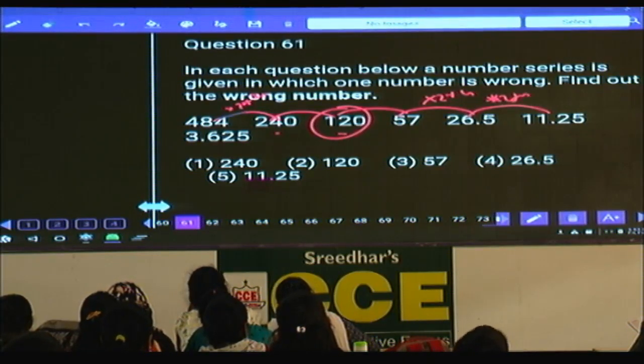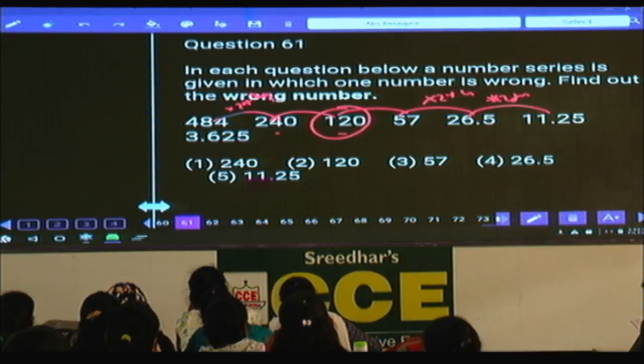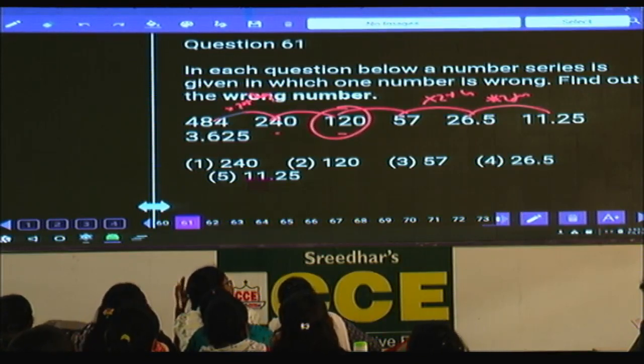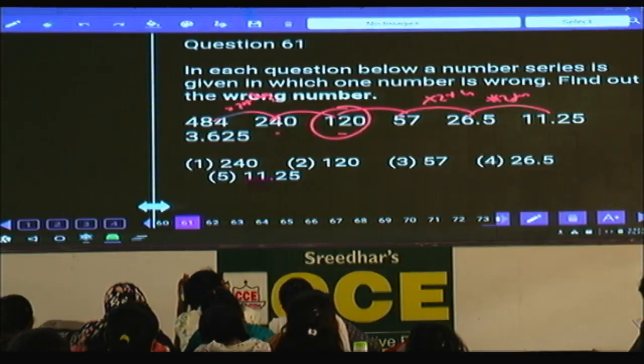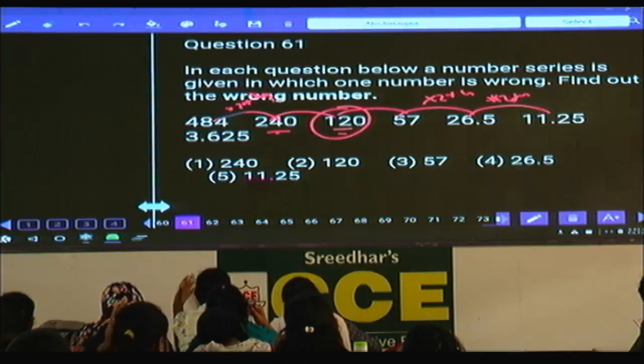Then here also we have into 2 plus 4, right? Into 2 plus 4. Hence what is the wrong number we have? 120 is the wrong number. Done? And the logic is into 2 plus 4 in the reverse order, but here it is a perfect multiple. So in the answer, only these two should come.